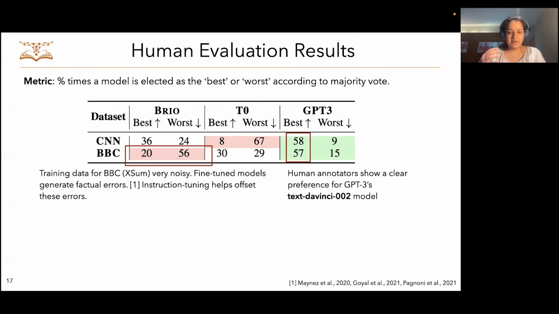But if we look at the BBC specific results, we see that the Brio model, which was fine-tuned only on the XM dataset, was voted as the worst model. And this we expected because it's fine-tuned on this very noisy dataset with factual errors. We saw that it generated a lot of factually incorrect summaries, which annotators penalized. The interesting thing here is that T0's training dataset also contained XM, but because it had this whole instruction tuning framework where it was also trained on a lot of other tasks, that helped offset the noisy training from XM. So this basically shows us some of the nice side effects of instruction tuning.